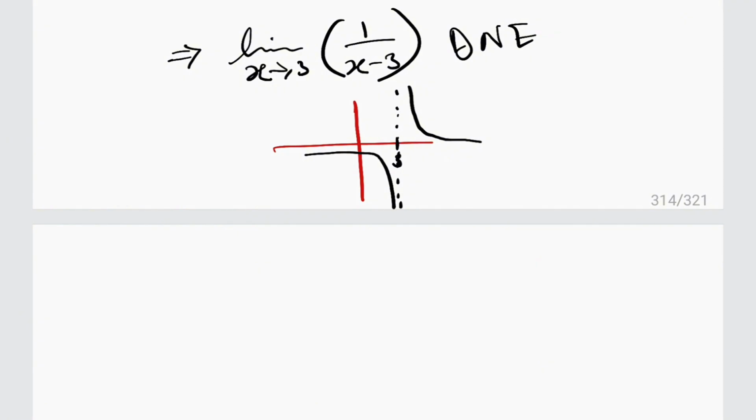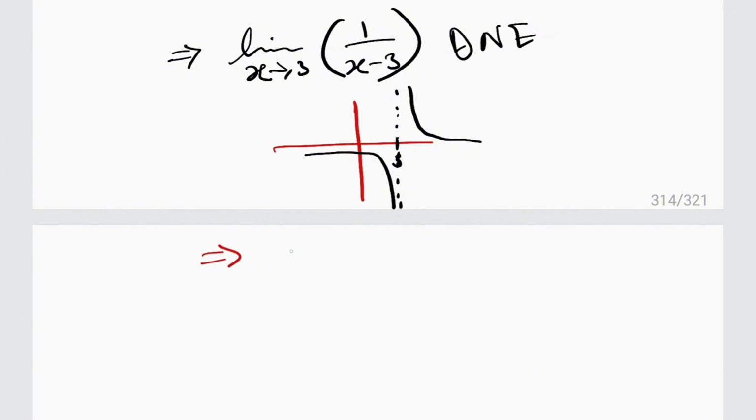So can you see that if you approach 3 from the left hand side, it is going to deflect towards negative infinity, which means that the limit is negative infinity. And if you approach the same 3 from the right hand side, it is going to deflect towards positive infinity, and the two limits are not the same, and hence the limit does not exist.